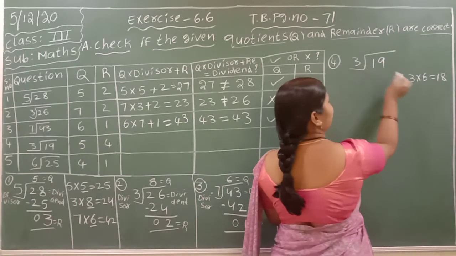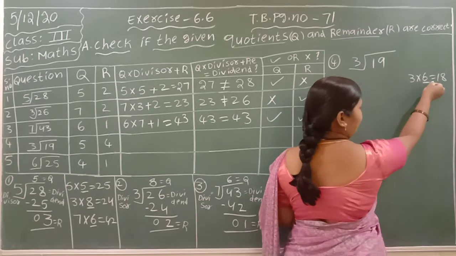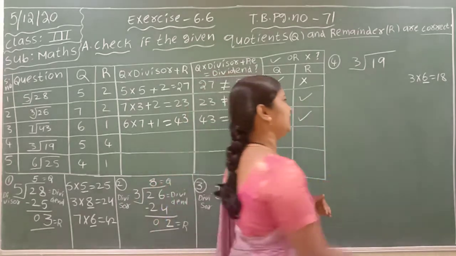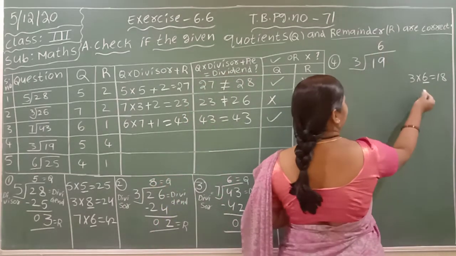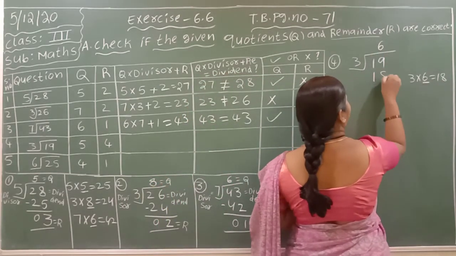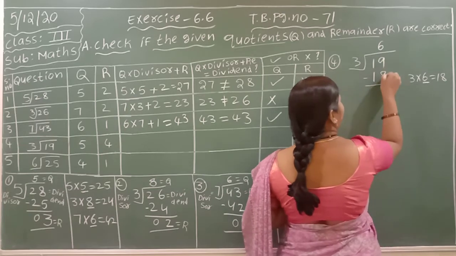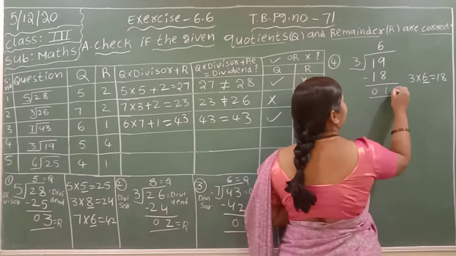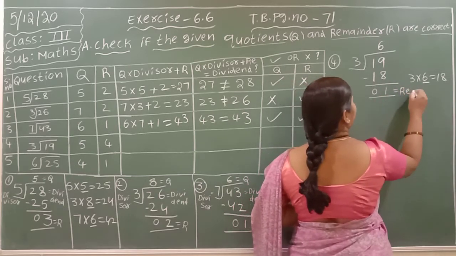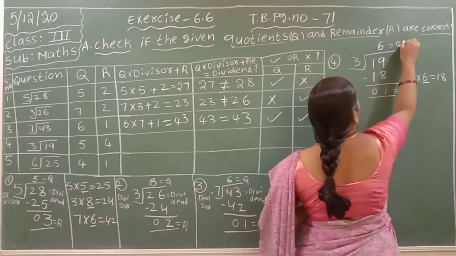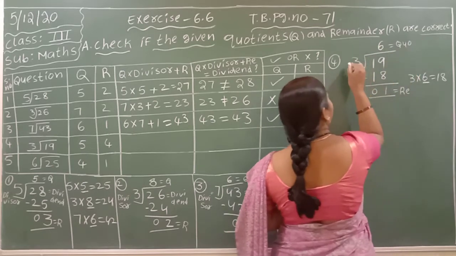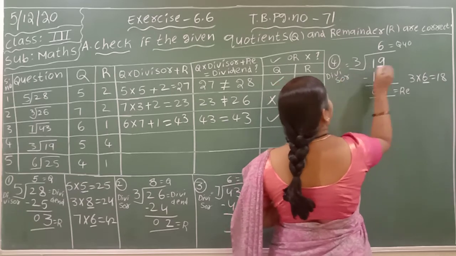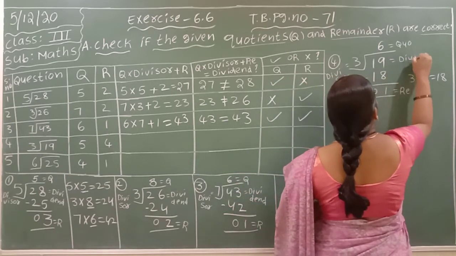Already 3 as a divisor, 6 write down equal to number after which number is there, that number becoming as quotient. Write down 6 here. 3, 6, 18, 1, 8, minus 9 minus 8, 1, 1 minus 1, 0. It is becoming as remainder and it is becoming as quotient. It is known as divisor. This 19 is known as dividend.